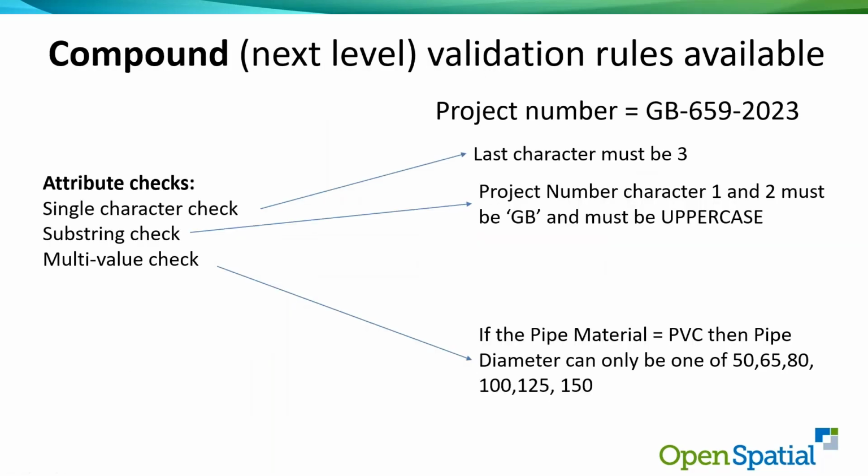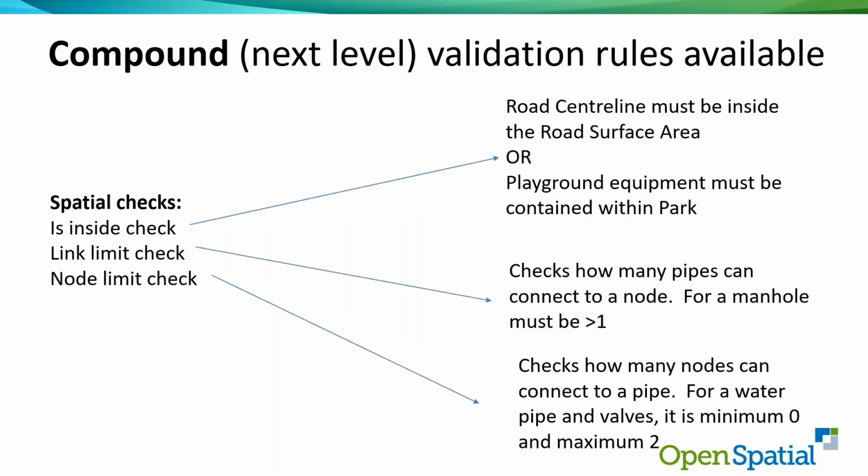There's also compound validations, things like next level validations: single characters, substrings, and multi-values, things that need to start with or end with something, or uppercase, lowercase. Also, this one is really cool. If the pipe material is a given type, then the diameter can only be in a certain range, that sort of thing. These would be in millimeters, I guess. But you can set up those sorts of multi-value checks. If something is this size, then it can only be of this type, or it can only be these values. So those are very useful.